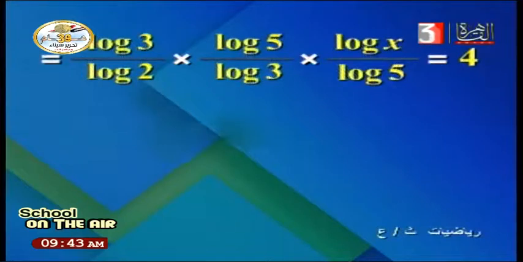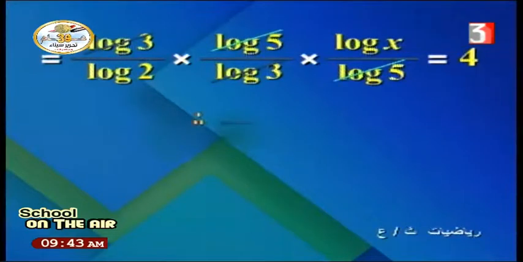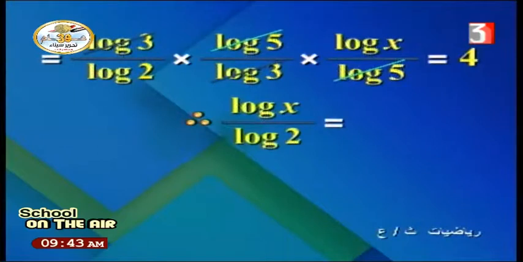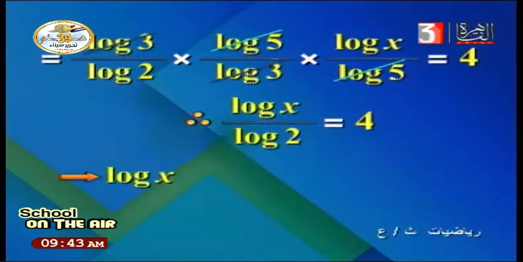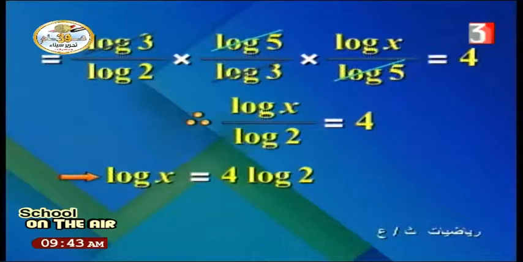Then we deduce that the left-hand side, log x over log 2, equals 4. Then log x equals 4 log 2. Log x equals 4 multiplied by log 2. What is the value of x?